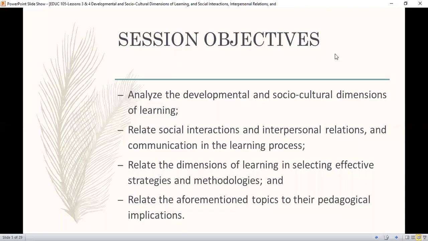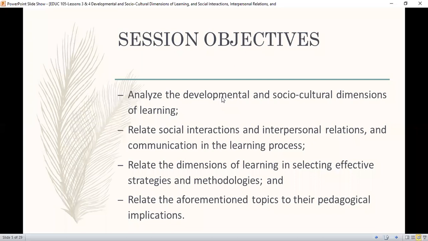For today, we are going to have an analysis. Okay? Analysis of the developmental and sociocultural dimensions of learning. Okay, nabanggit natin last time sa theories of learning, isa doon is about the social factor influencing learning, di ba? We have social constructivism. Ayan, it's in relation with that. Relate social interactions and interpersonal relations and communication in the learning process. So how are these three elements important in the learning process?